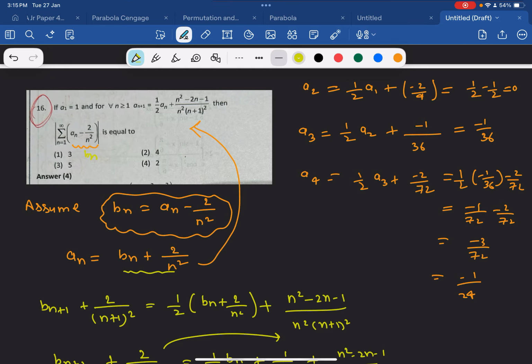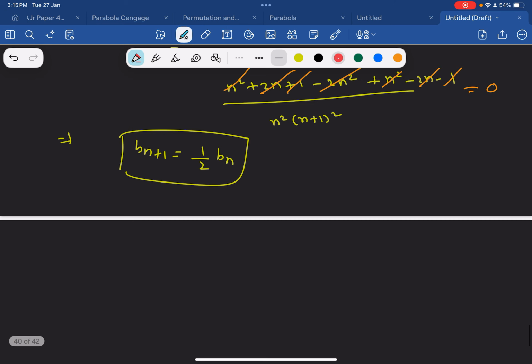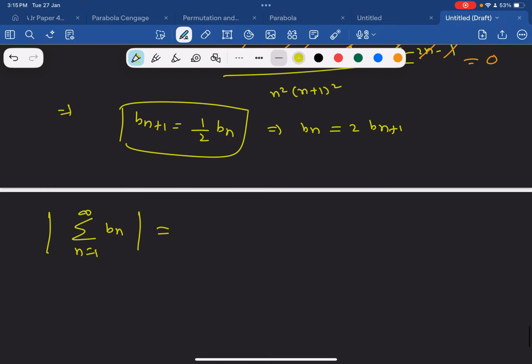So actually if you see the question, here I have assumed Bn, right or not? This one, what I have assumed, Bn. So we have to calculate the modulus of the summation of Bn actually. That's what we have to calculate. So what is the value of Bn from here we are going to get now? Bn will be equal to 2 times B(n+1). So the summation of modulus of Bn will be equal to how much? And obviously n goes from 1 to infinity, correct? Correct. So what can we write out here?